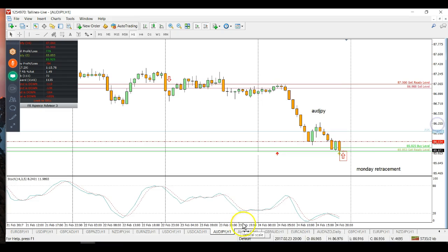Yes, the only reason I didn't want to include Aussie yen is because the Aussie is so weak, and it might just continue to sell off before we have any kind of Monday retracement.